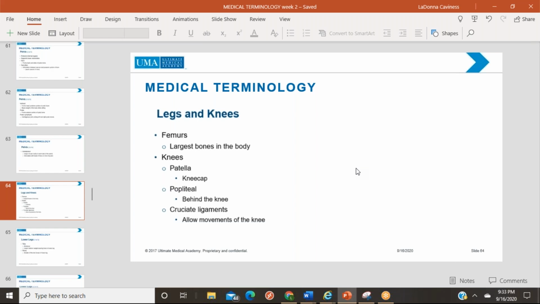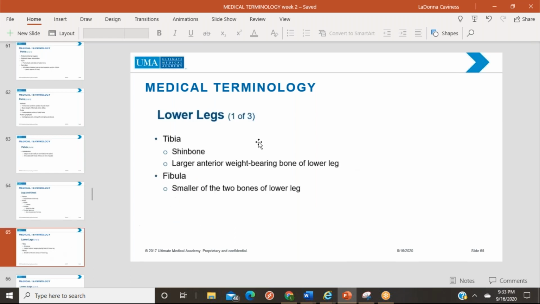All right, the femur is the largest bone in the body. The knee has the patella, or kneecap, and the popliteal is behind the knee. The cruciate ligaments allow movement of the knee. The lower leg: the tibia, or shin, consists of the shin bone and the larger anterior weight-bearing bone of the lower leg. The fibula is the smaller of the 2 bones of the lower leg.